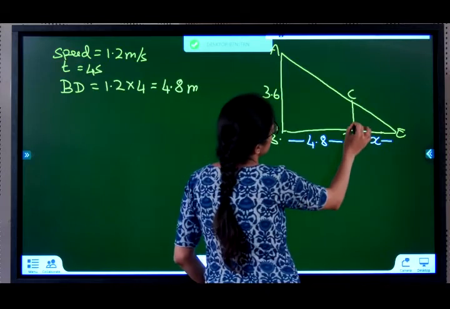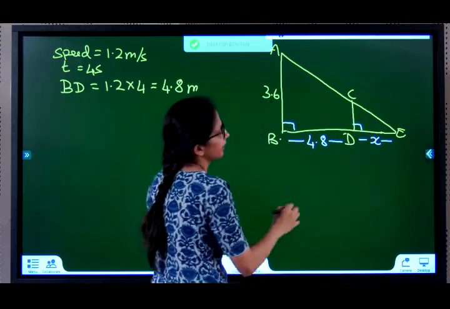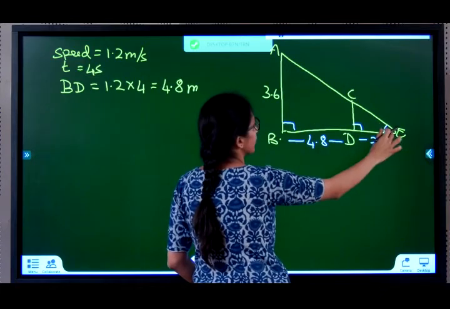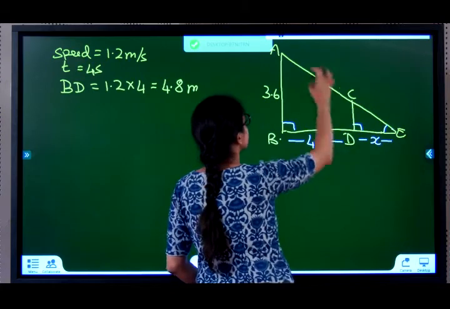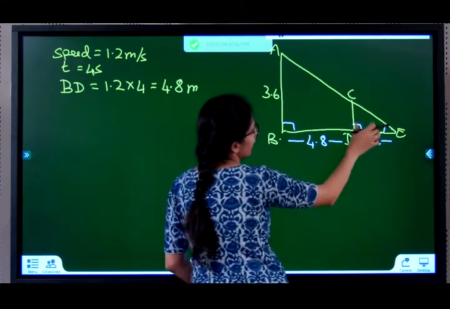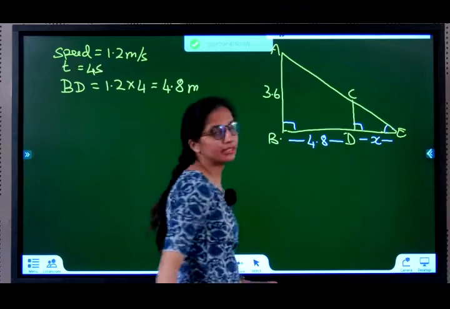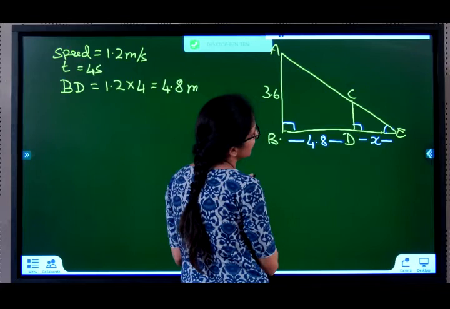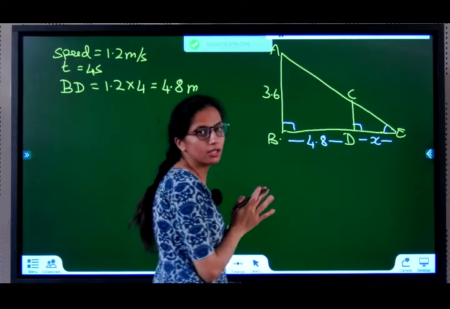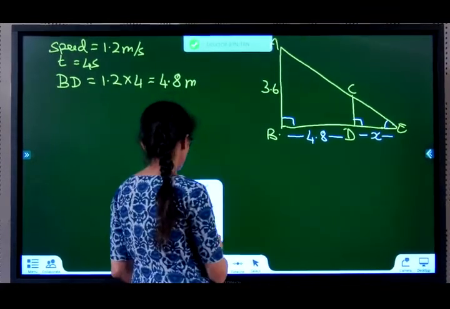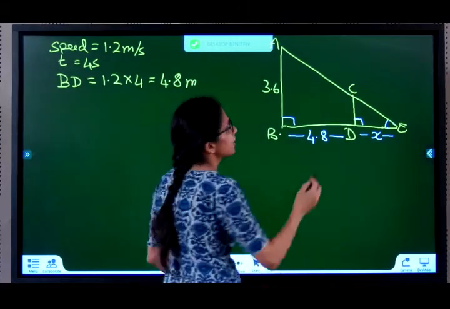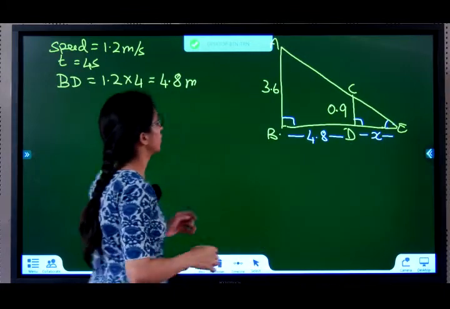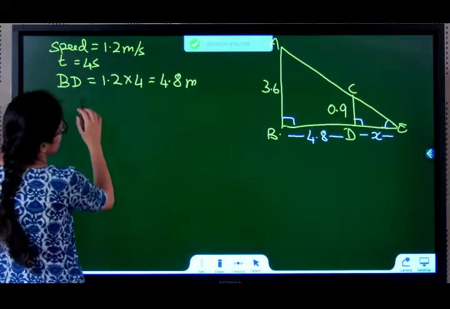Now see here, this is 90, this is 90. Angle E is common to this triangle, angle E is common to this triangle. Can I say ECD is similar to EAB? Yes. Why? 90, 90 and common angle E. So AA similarity criteria. And then after that, it's easy, just take the proportional sides. Also, the height of the girl given in the question is 90 centimeters. 90 centimeters is 0.9 meters. Don't forget that.